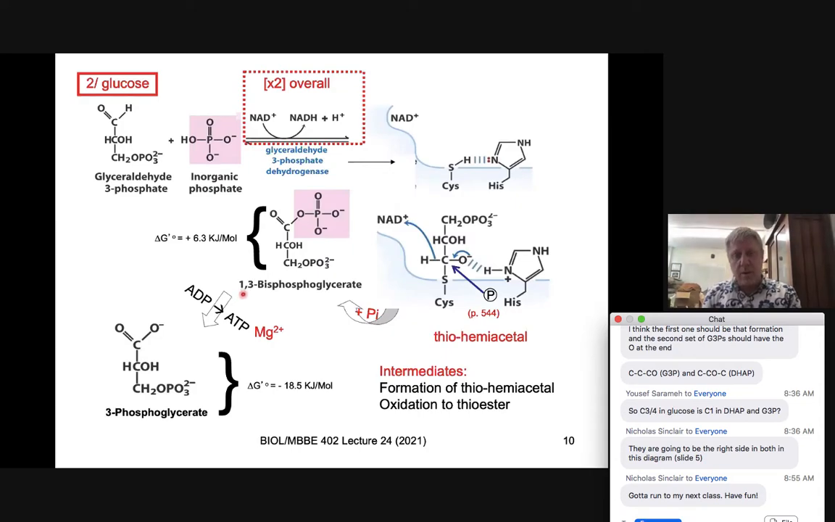1,3-bisphosphoglycerate. We're going to then consume ATP to make ATP. So this is going to be a great reaction in regards to producing an energy carrying currency in the form of 3-phosphoglycerate. This particular reaction with the delta G prime 0 is negative 18.5 kilojoules per mole. So again, this is the first part of our particular reaction.